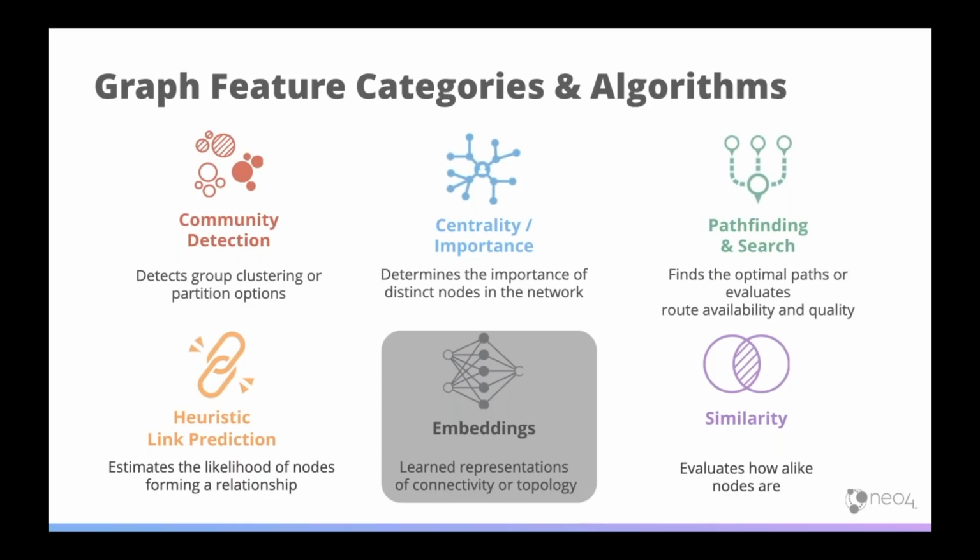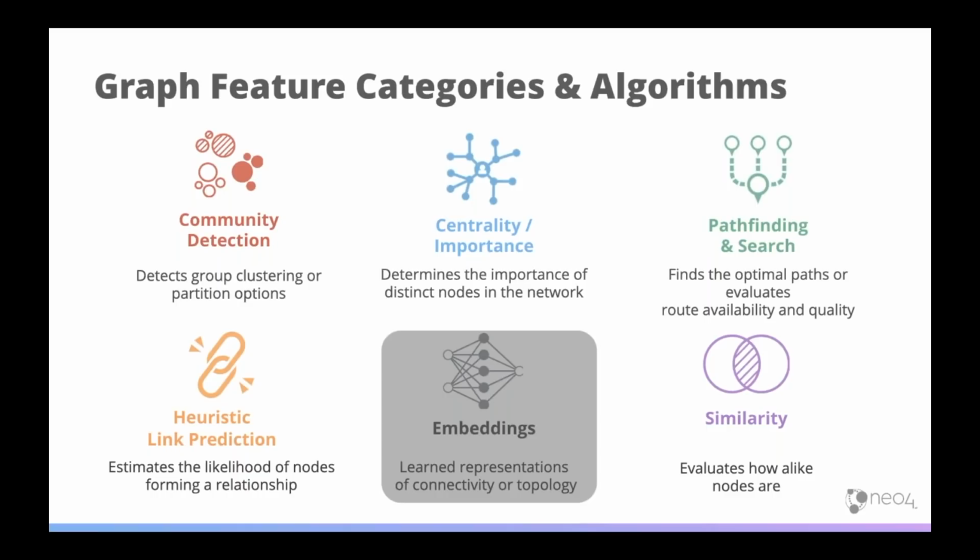So the different areas of graph algorithms and the features that you can derive from them: there are five areas in Neo4j today, some of the more global classic ones and some more local ones. Community detection, as the name sounds, helps you find how groups are clustered or partitioning options. Centrality is all about importance. PageRank is a classic example, but there is betweenness and all sorts of other algorithms as well that look at the importance of particular nodes in your network.